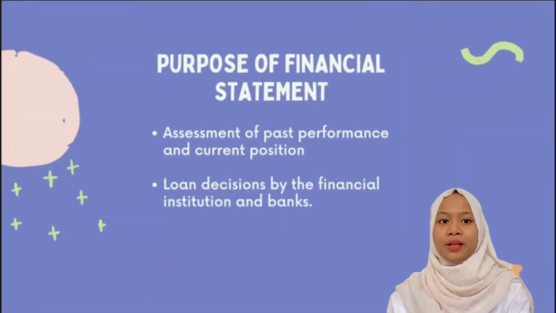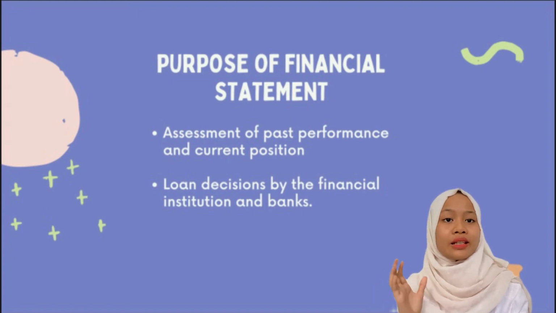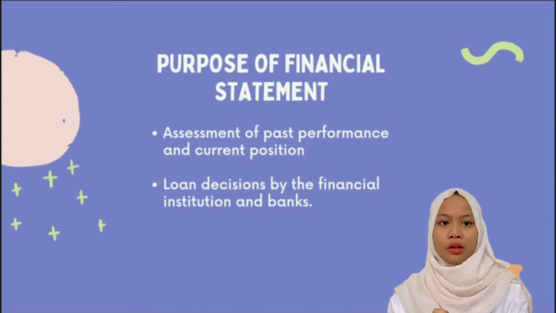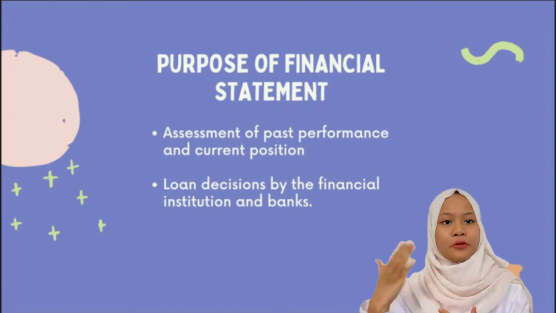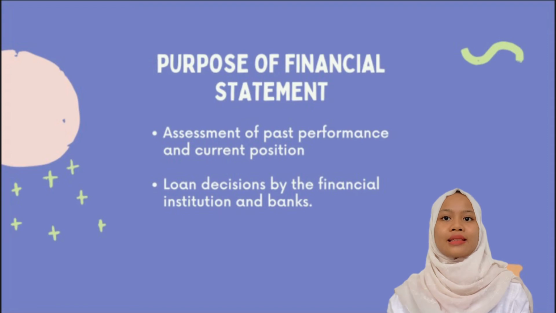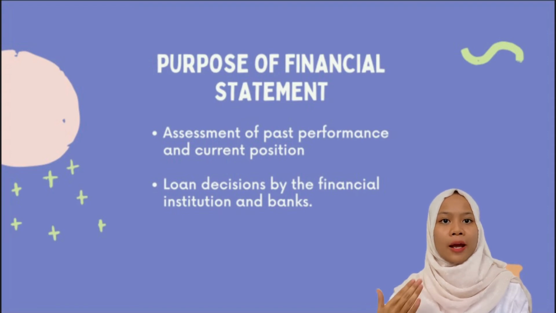Rest of financial statement analysis ratio. The first one is assessment of past performance and current position. Past performance is often a good indicator of future performance. You know why? An investor or creditor is interested in the trend of past sales, expenses, net income, cash flow, and return on investment. This trend offers a means for judging management's past performance and a possible indicator of future performance. The second one is loan decision by financial institutions and banks.